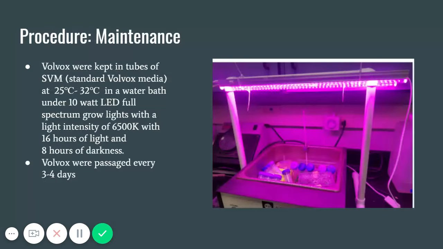In my procedure, the Volvox were kept in tubes of standard Volvox media at a temperature between 25 to 32 degrees Celsius, with 16 hours of light and 8 hours of darkness. They are passaged every 3 to 4 days.